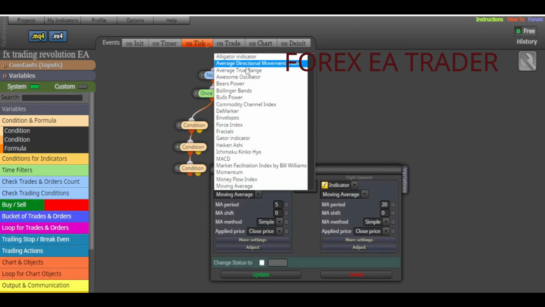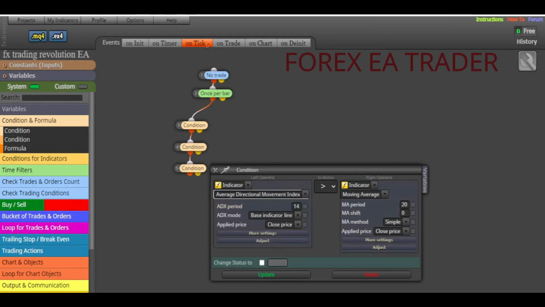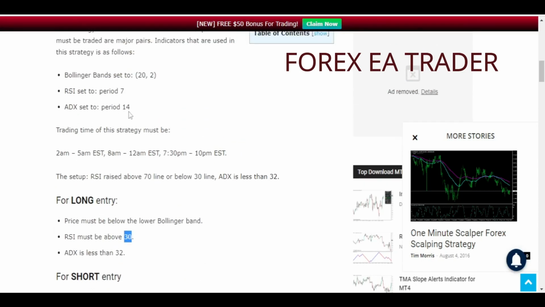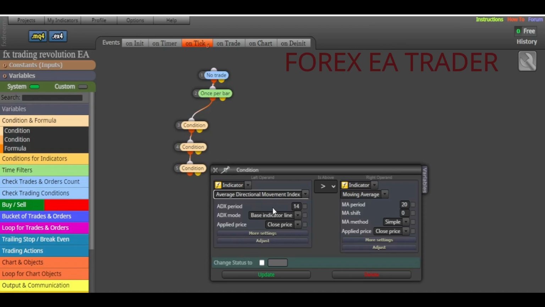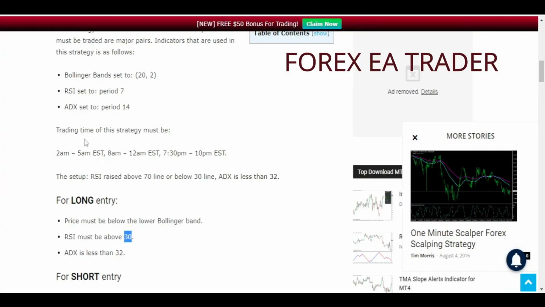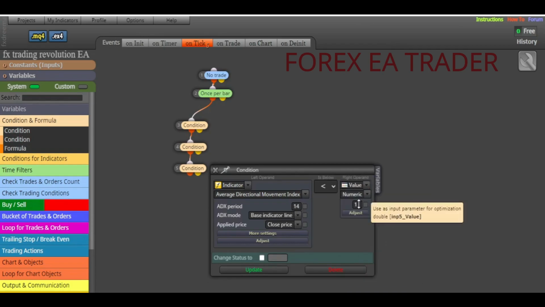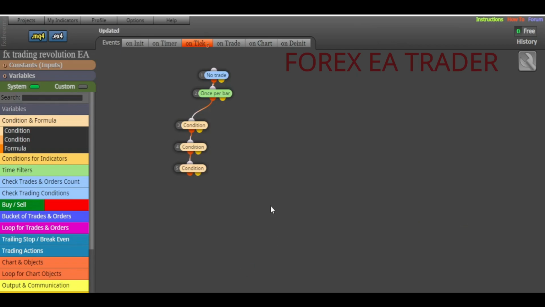ADX, this is ADX, average directional movement index. We take it like that, and it's ADX period 14. Period 14 is the default one, it seems, and it needs to be less than 32. Again, we are going to say it's going to be less than value 32, and we're going to update.